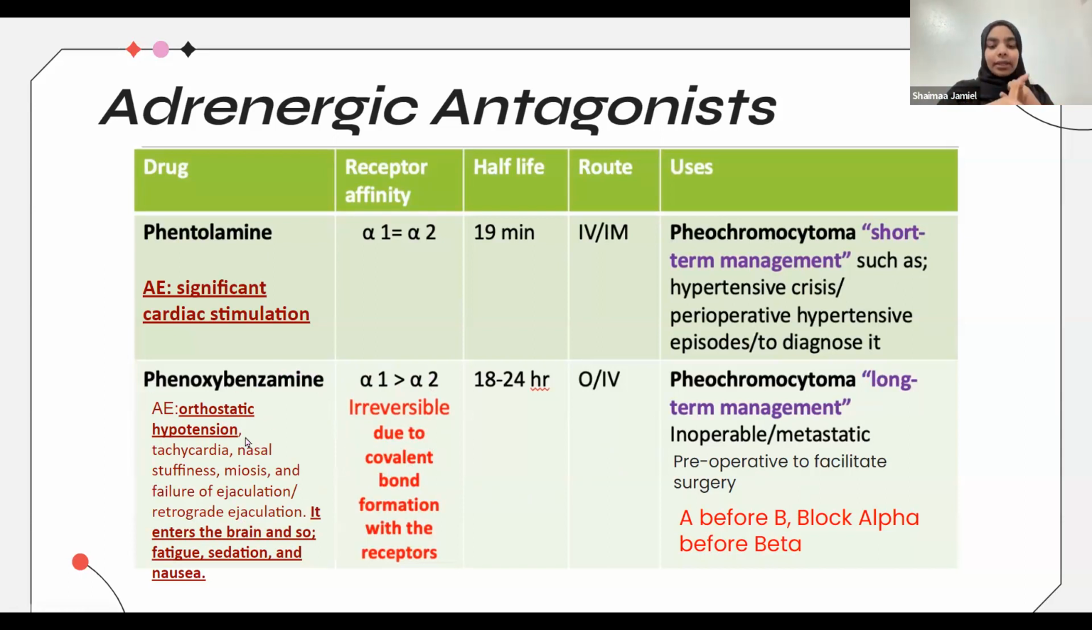And since it can cross the blood-brain barrier, it's going to cause sedation, fatigue, and nausea. So orthostatic hypotension and crossing the blood-brain barrier. For phentolamine, it's cardiac stimulation.